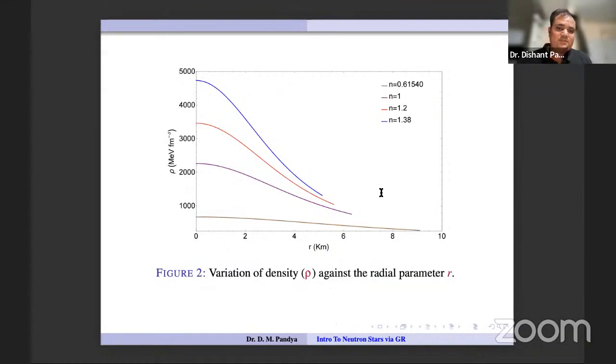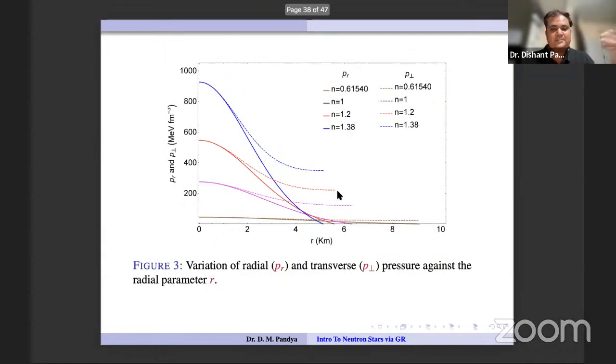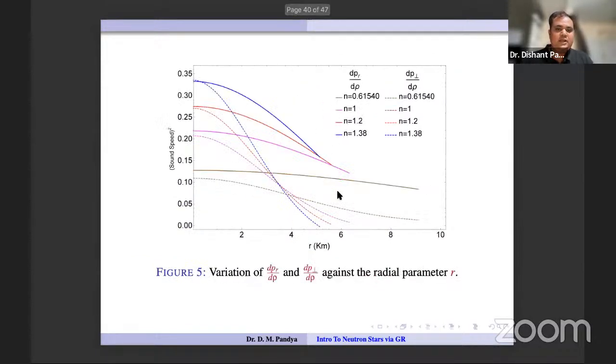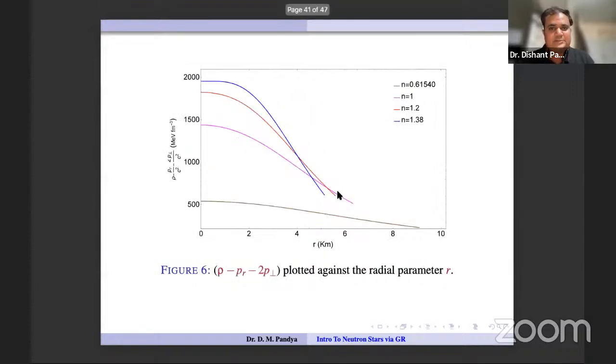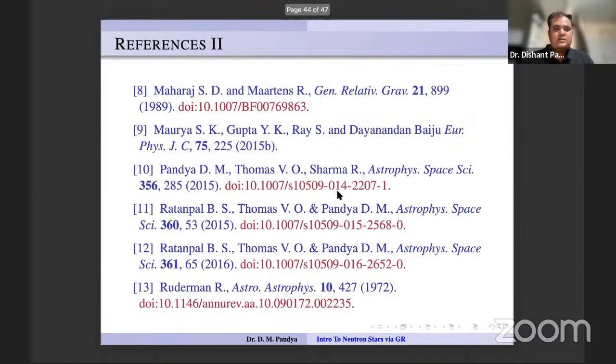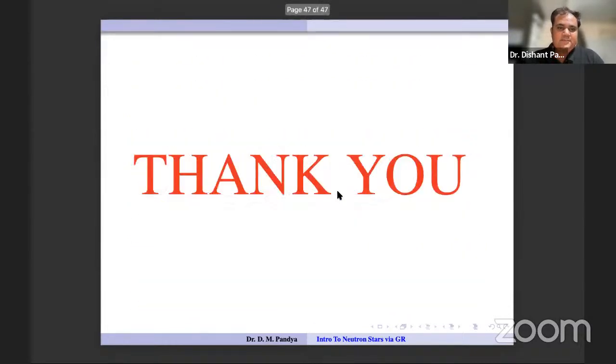Now these are some of the graphs that you can see here. Variation of density against the radial parameter. Similarly, variation of radial and transverse pressures against the radial parameter. This is anisotropy, dP_r by d rho and dP_t by d rho. Strong energy condition is also satisfied. All these values on the y-axis are in MeV per Fermi cube. And this is the relationship between P_r and rho, that is the equation of state. These are some of the references, and here I stop.